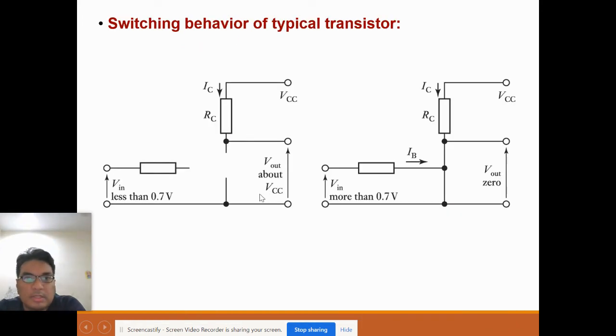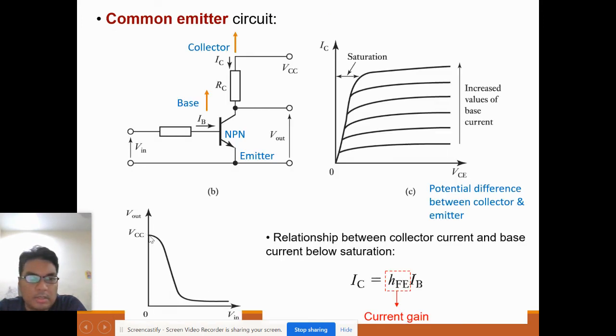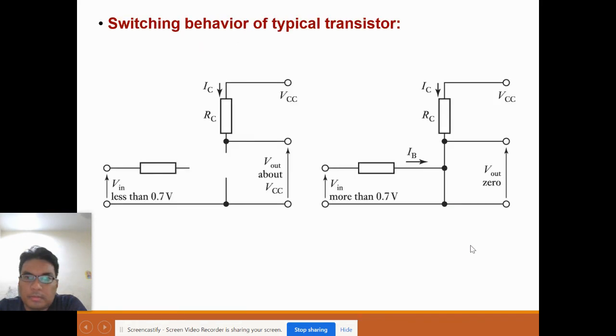This is a further discussion on the relationship between V in and V out. As there's no V in input, we consider V out to be about VCC. But as an increased voltage is applied, RC plays its role, and V out moves towards zero. So it is similar to what is explained in this graph.